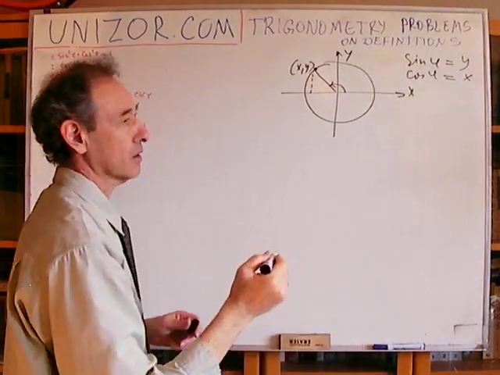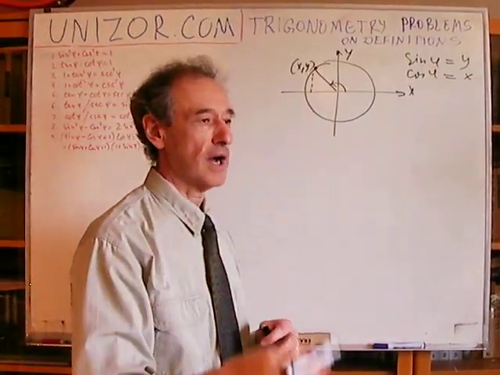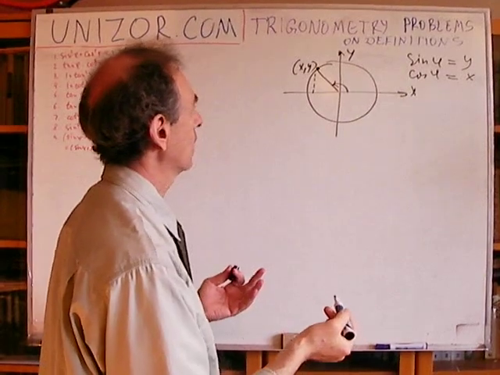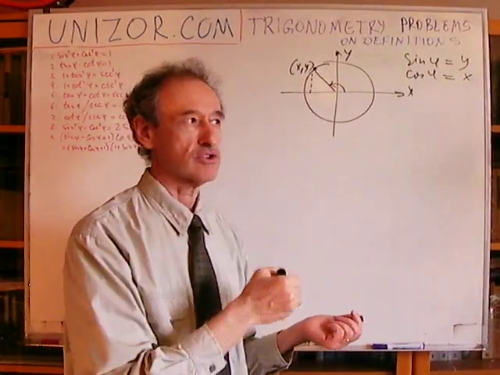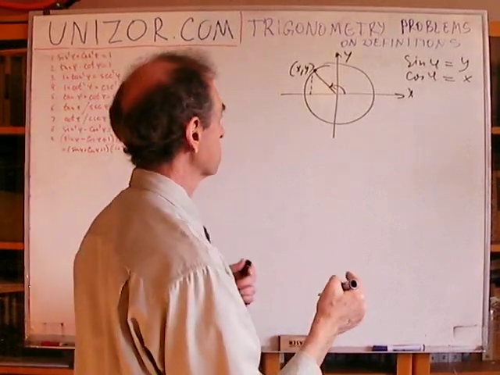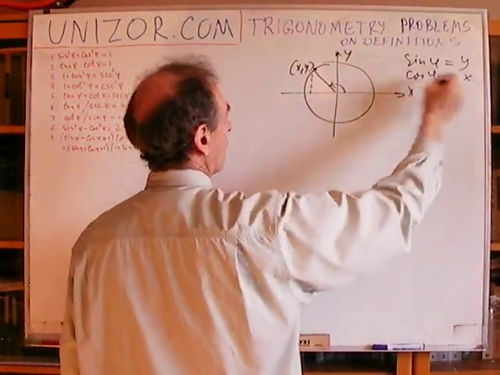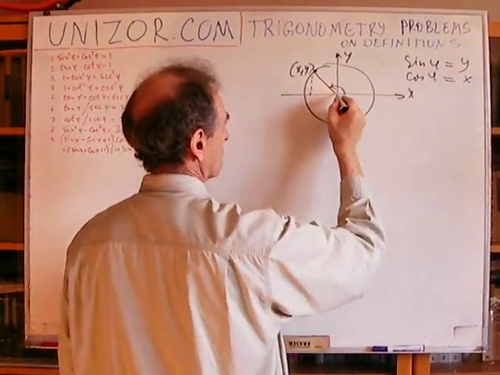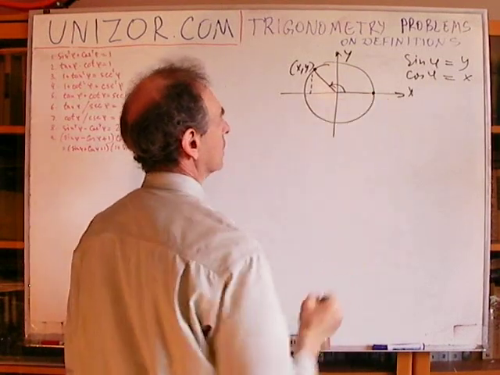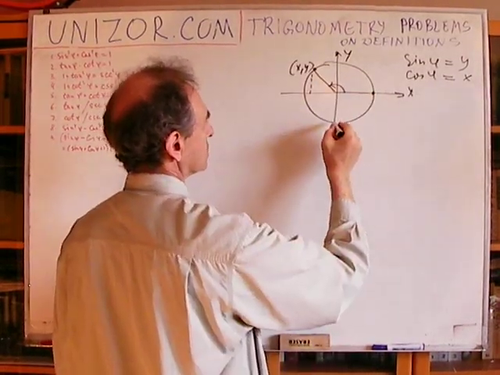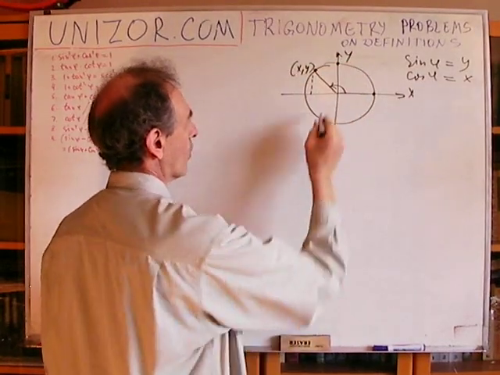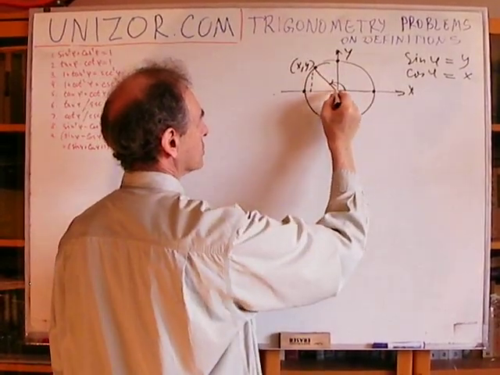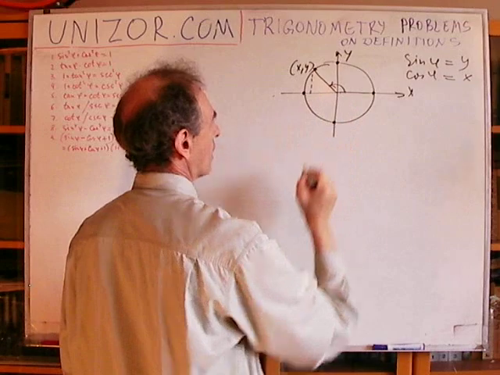Now, I was talking about tangent and cotangent, defined wherever for tangent, cosine is not equal to zero, and for cotangent, sine is not equal to zero. So none of these, ordinate or abscissa, should be equal to zero. And where are these angles? Geometrically, this point is where your ordinate is equal to zero, this point is where your abscissa is equal to zero, this point is where, again, ordinate is equal to zero, and this point is where abscissa is equal to zero.